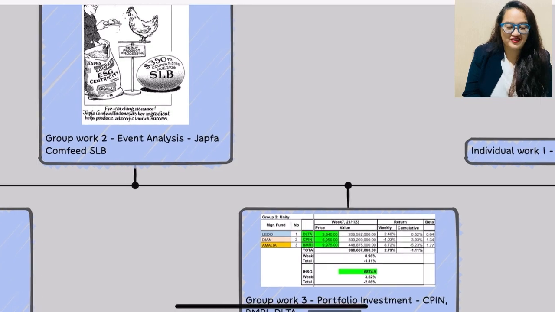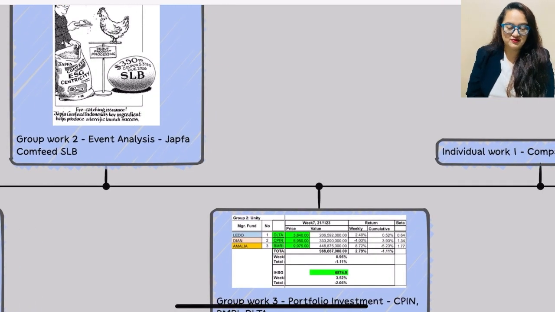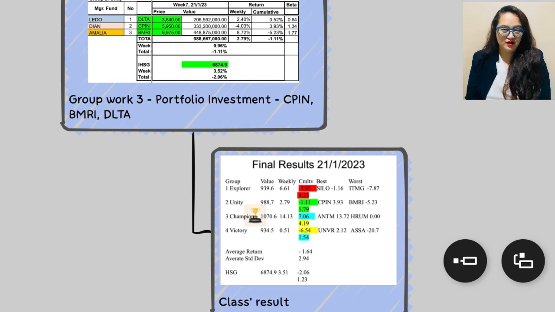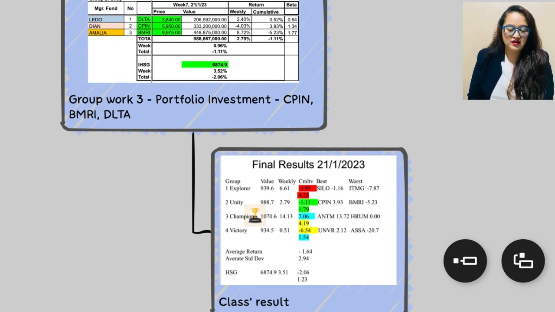And another group work, which is the portfolio investment. We worked on the portfolio investment of 3 different companies. We chose CPIN, BMRI, and DLTA. You can see the final results below.